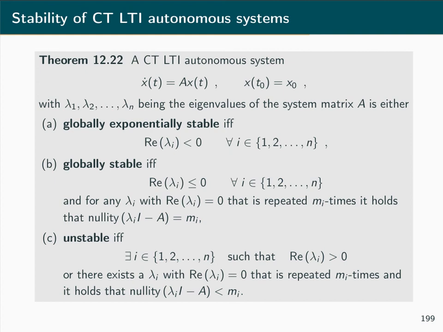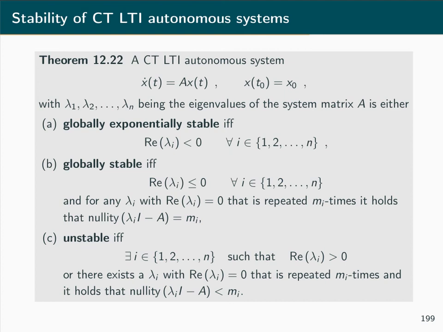Now, Theorem 12.22 summarizes the main stability results for a continuous time, linear time invariant autonomous system of this form, where lambda 1 through lambda n denote the eigenvalues of the system matrix A. Now, the stability of such a system can only fall into one of three cases. The first case being A, it is globally exponentially stable, and that's the case if the real part of all eigenvalues is strictly negative. B, it is globally stable if the real part of all eigenvalues is non-positive, and moreover, for any eigenvalue lambda i whose real part is equal to 0 and which is repeated mi times, it must hold that the nullity of the matrix lambda i times identity minus A is equal to mi.